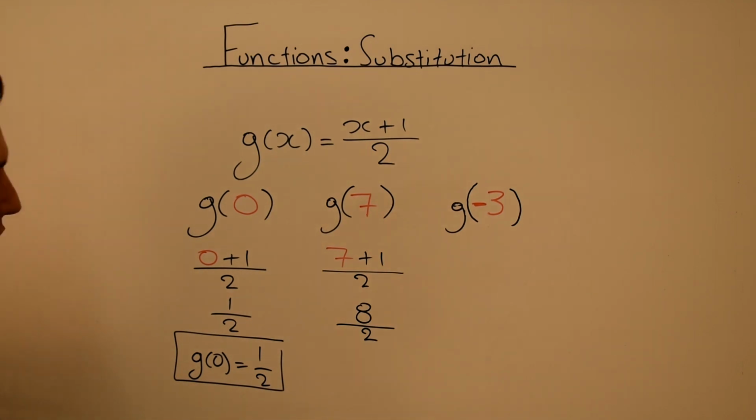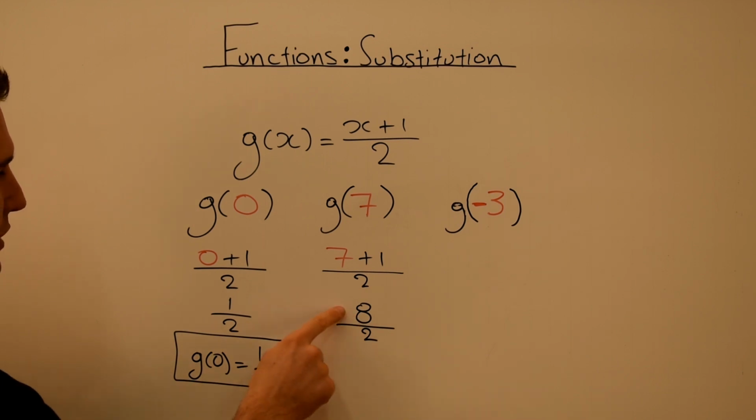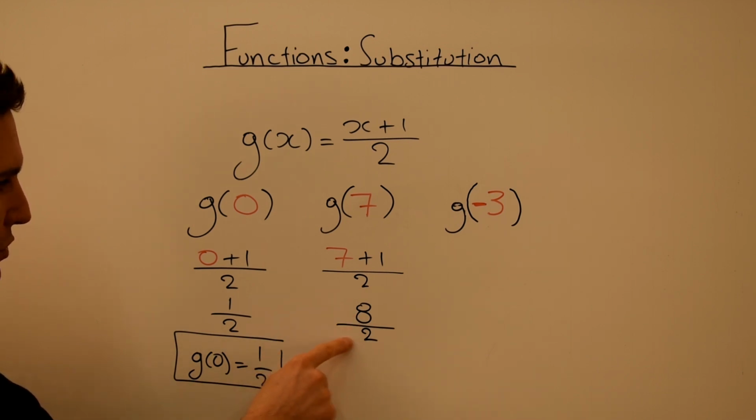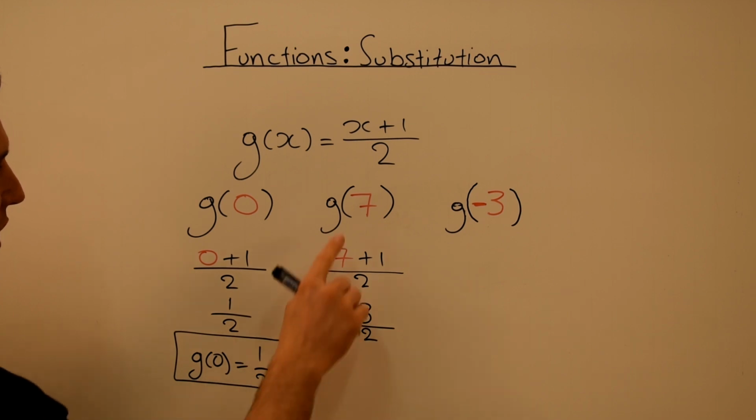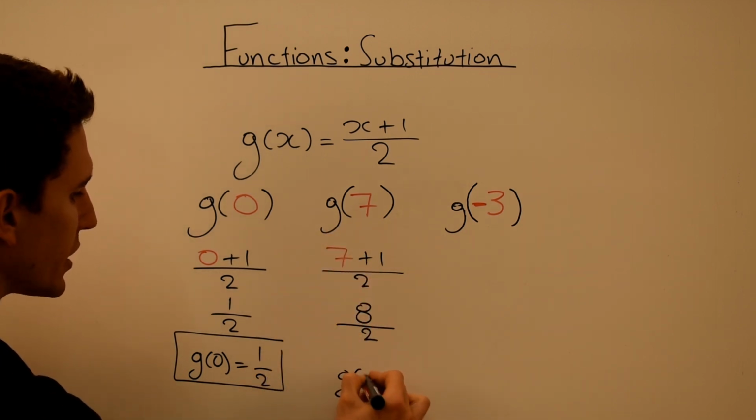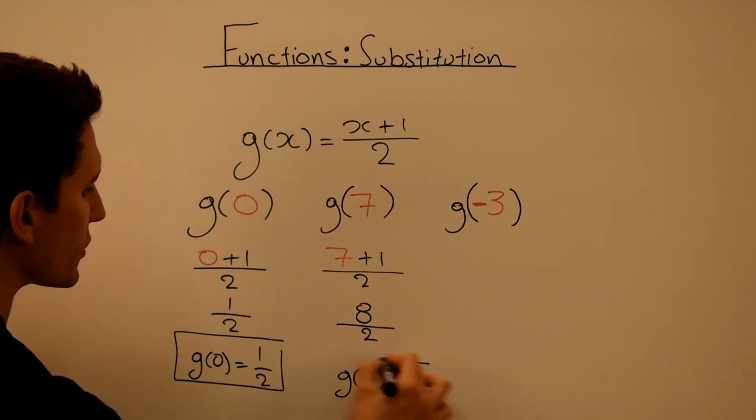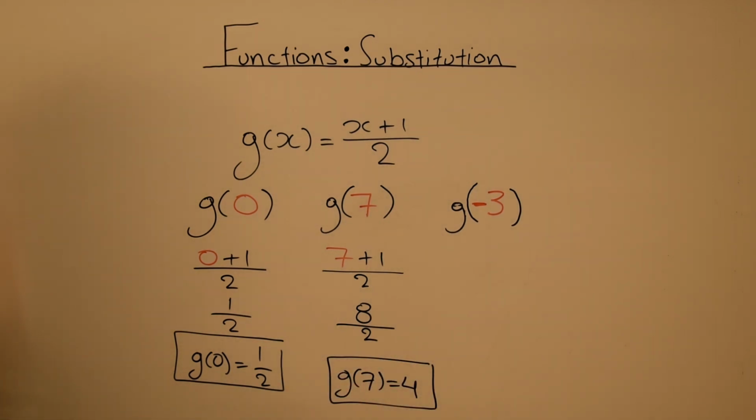And now notice that 8 over 2 means 8 divided by 2. And 8 divided by 2 is simply equal to 4. Therefore, we can finally say that g of 7 is actually equal to 4. So we'll put that in a square to make it nice and clear.